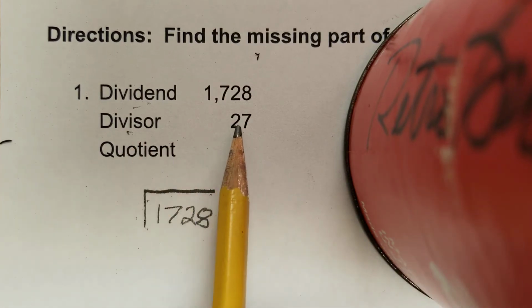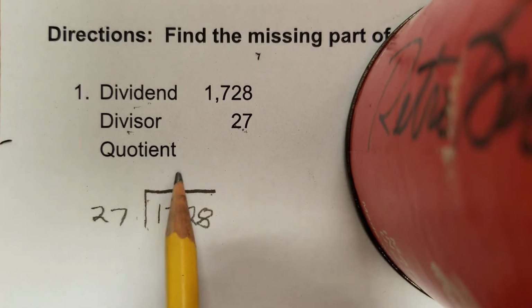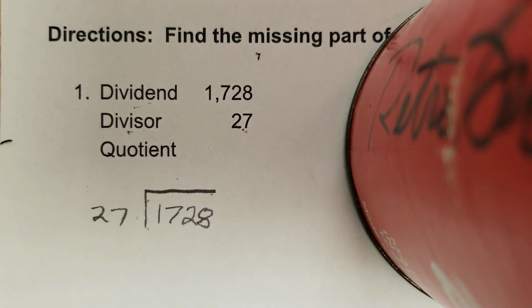Our divisor is what we're dividing by, or our smaller group. It goes outside the box. And the quotient is how many small groups we can make. So this is just a typical division problem.